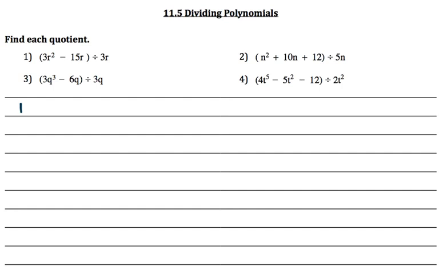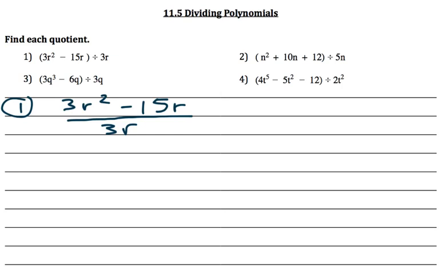Number 1 says 3r squared minus 15r. And in parentheses, it's going to be divided by 3r. Now, I am okay with you rewriting these out of the textbook as a fraction, because that's going to be the first thing you're going to do: factor these and start canceling stuff out. But I really think they just want you to see that this division symbol means the same thing. So the left part's going to be in my numerator and the right part in the denominator.